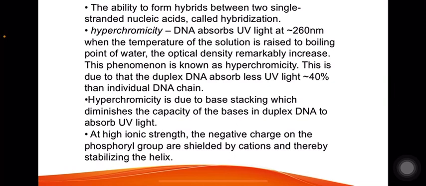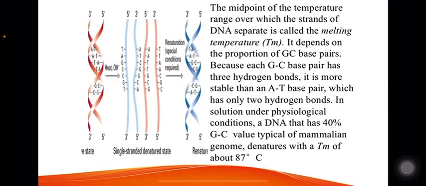At high ionic strength, the negative charges on the phosphoryl groups are shielded by cations, thereby stabilizing the helix. This picture on the left shows the denaturation and renaturation of the double helix.